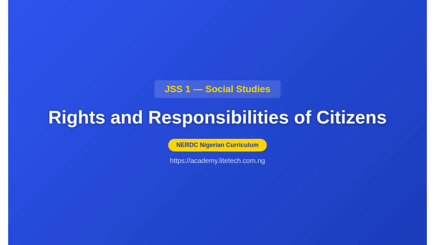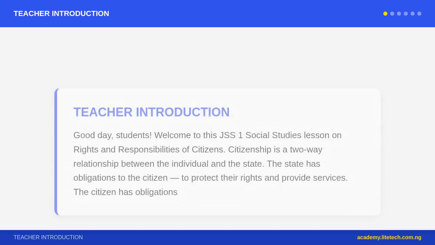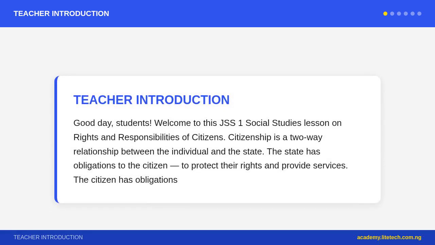Good day, students. Welcome to this JSS 1 Social Studies lesson on rights and responsibilities of citizens. Citizenship is a two-way relationship between the individual and the state. The state has obligations to the citizen to protect their rights and provide services. The citizen has obligations to the state to obey laws, pay taxes, and participate in the electoral process.